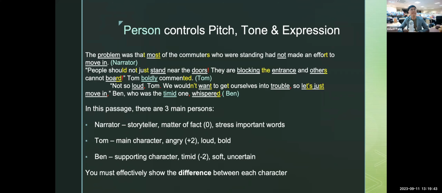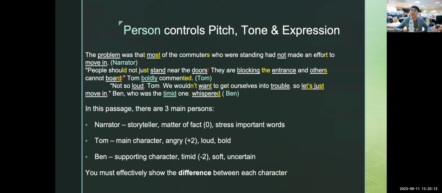Y'all listen out, okay? The problem was that most of the commuters who were standing had not made an effort to move in. "People should not just stand near the doors. They are blocking the entrance and others cannot board," Tom boldly commented. "Not so loud, Tom. We wouldn't want to get ourselves into trouble, so let's just move in," Ben, who was the timid one, whispered.